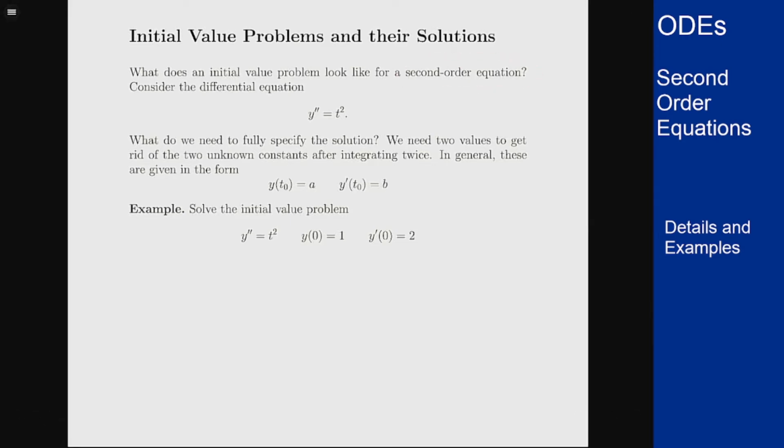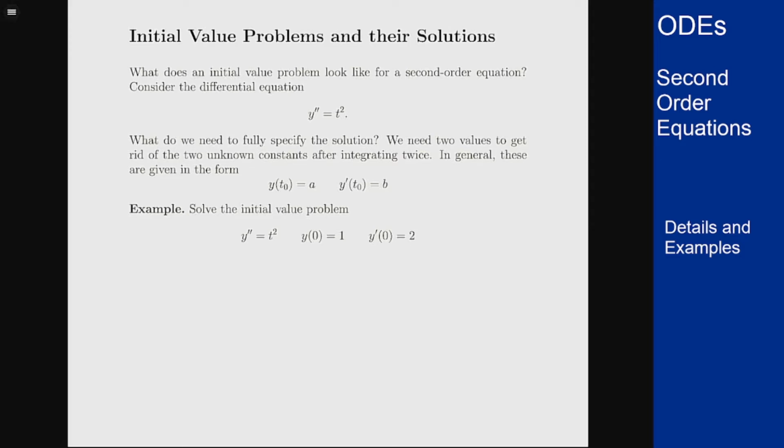The main idea to think about here is, again, what I need to do to fully specify a solution. For first-order equations, there was one constant c, so picking one initial value for the function let us determine what c was to get our solution. For a second-order equation, there are going to be two constants, and so I'm going to need two initial values to determine what the constants should be.